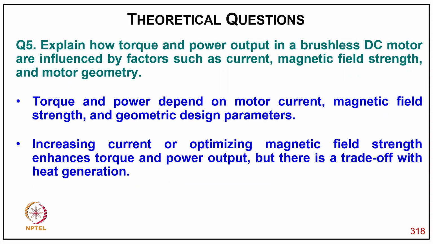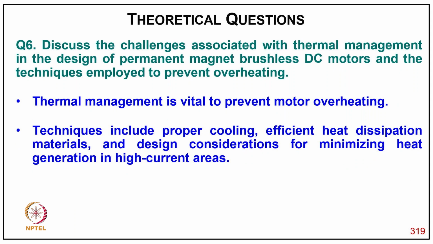may sacrifice precision. Now coming to question 5: explain how the torque and power output in a brushless DC motor are influenced by factors such as current, magnetic field strength, and motor geometry. The torque and power depend on the motor current, magnetic field strength, and geometric design parameters. Increasing current or optimizing magnetic field strength enhances the torque and power output, but there is a trade-off with heat generation.